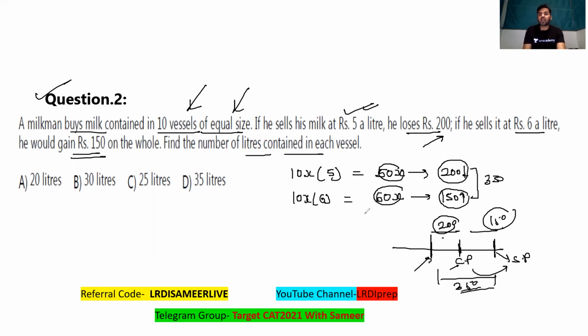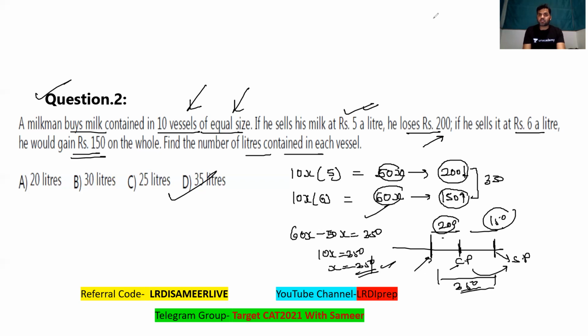So straight away you can see that the difference 60x minus 50x will be equal to 350. That is 10x is equal to 350, so x is 35. That means in every container the milk is 35 liters. So D would be the correct answer to the question.